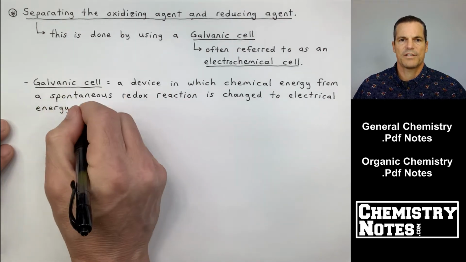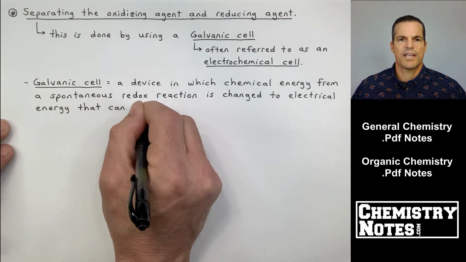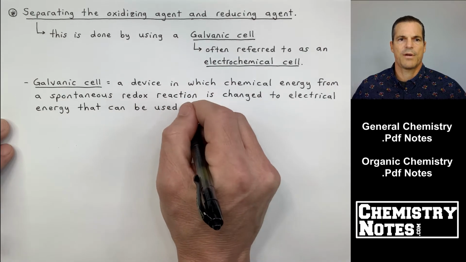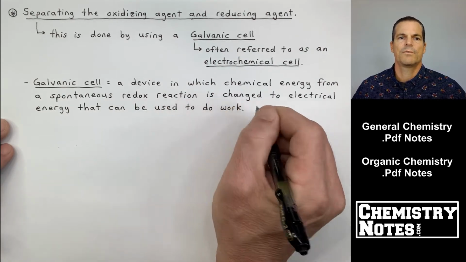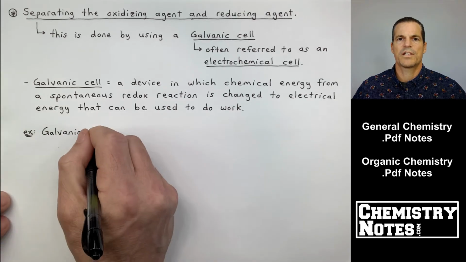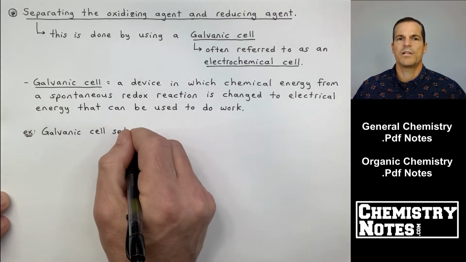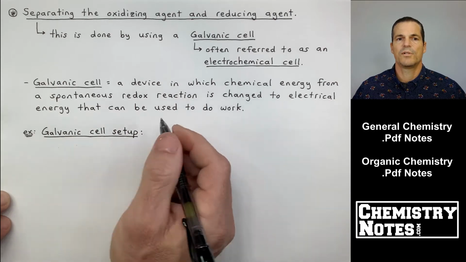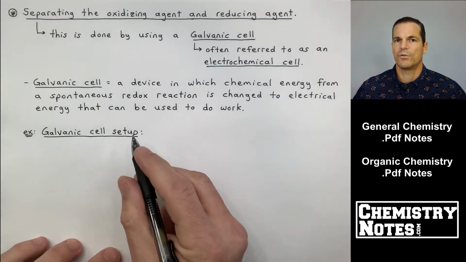So I know my sketch is coming. I told you I was going to do a sketch, and I should be able to do it here after I define galvanic cell for you. So, a galvanic cell, just really quick: a device in which chemical energy from a spontaneous redox reaction is changed to electrical energy that can be used to do work.